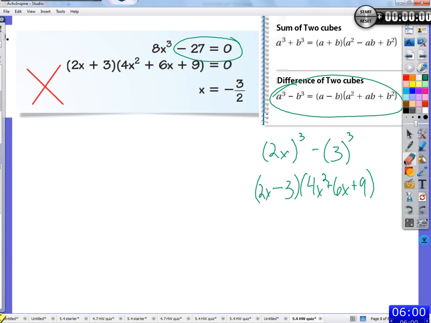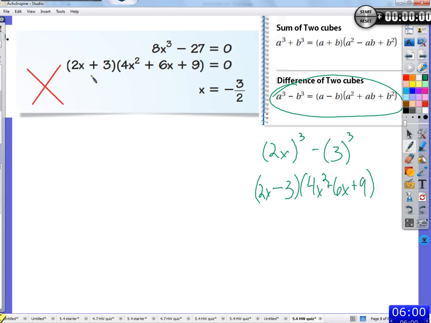Can you see what they did wrong? Theirs looks different from ours? How so? They got the 2x plus 3, that's 2x minus 3. Real common mistake there.